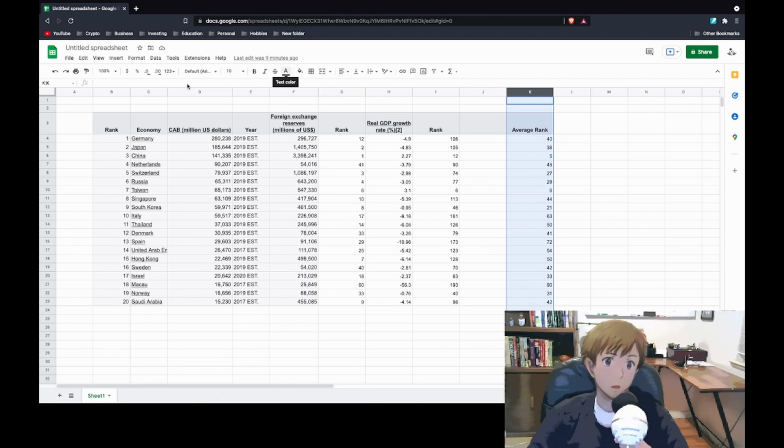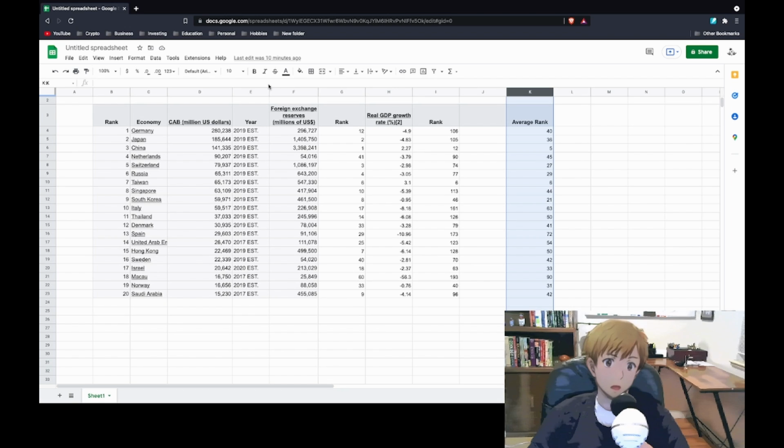All right, so I put together a spreadsheet of all of that data, so it's a lot easier to look at. You can see that it's basically just the three sites that we looked at and then the average rank among each of the metrics. Up until column E is the trade surplus site that we looked at and the data that was on there. Then from column F to G is the foreign exchange reserves, and from column H to column I is the real GDP growth rate. And then column K is going to be the average rank of each.